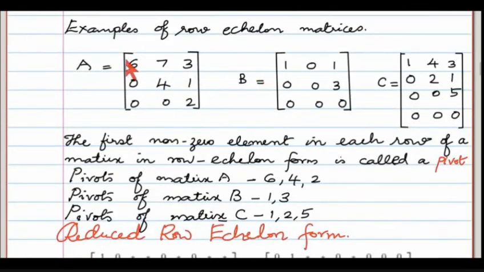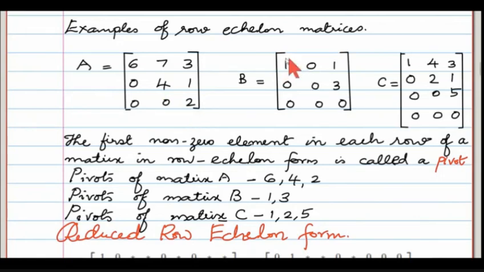So here, 6, 4, 2 are the leading values. To the left of these leading values are 0s. Also, below the values are 0. Below 6 the values are 0. Below 4 the values are 0. So this is also an example for row echelon form.